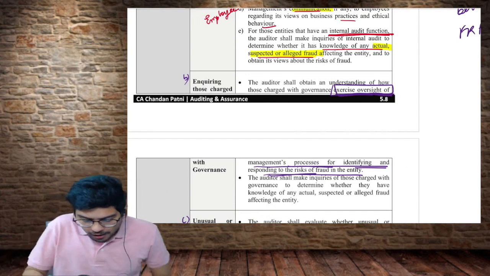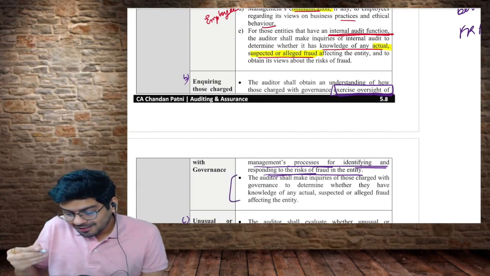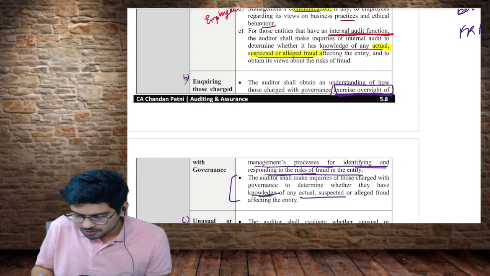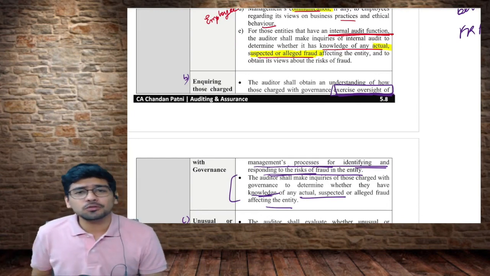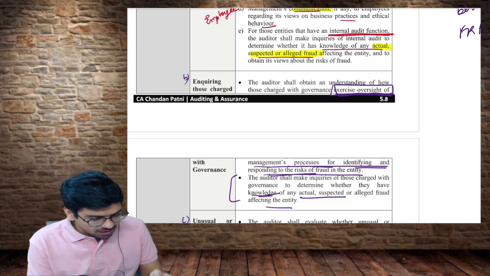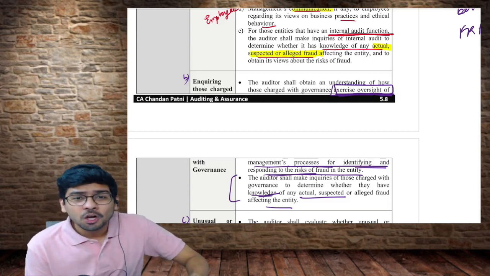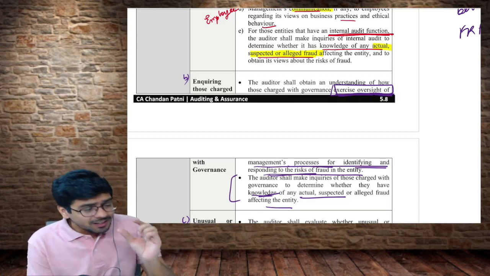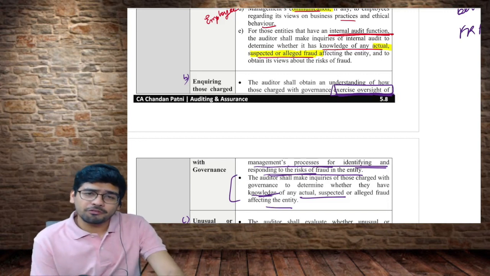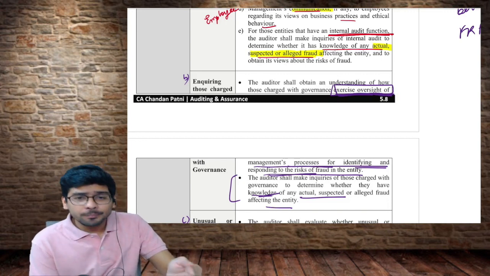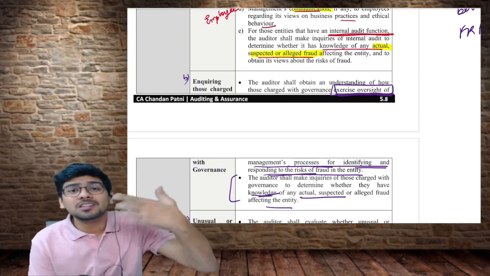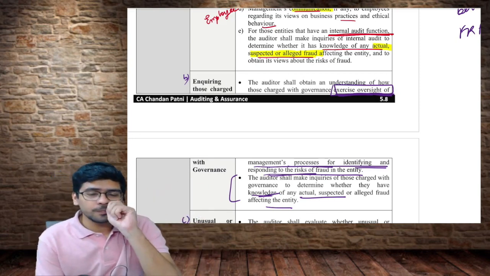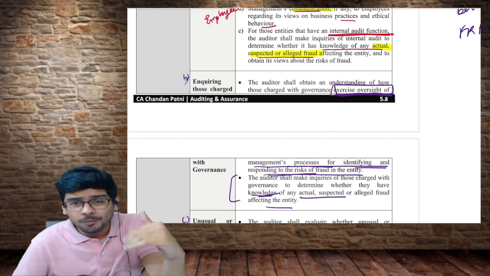Okay, and I shall also be asking them whether they have any knowledge of actual, suspected or alleged fraud affecting the entity. So what are the 2 things I am going to ask the TCWG? Whether TCWG, are you keeping an eye on the management's process with respect to identification and assessment of fraud? Secondly, I'm going to ask them, TCWG, are you aware of any fraud that has happened or is about to happen, or let's say suspected fraud? These are the two things I'm going to inquire from TCWG.